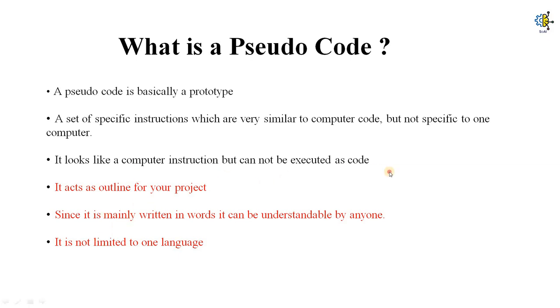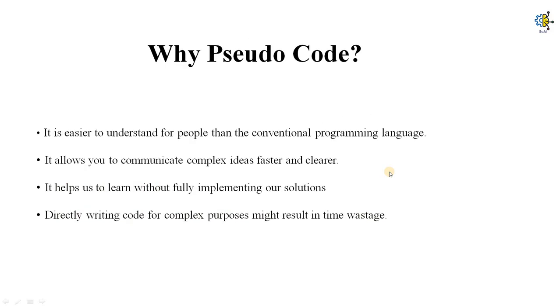Coming to the next slide, we have: why do we need pseudocode? If you are writing code for a simple program like finding the greatest between two numbers or multiplying two numbers, you can write it without writing a pseudocode. But if you are writing complex code for banking software or for a library system, then without writing a pseudocode, it will be difficult to understand it.